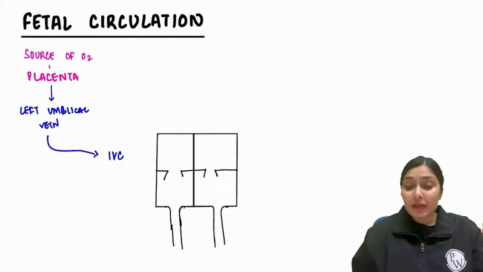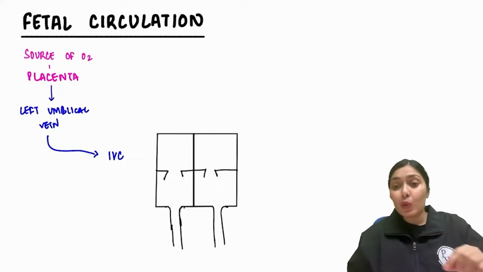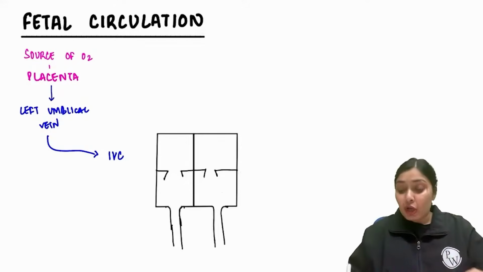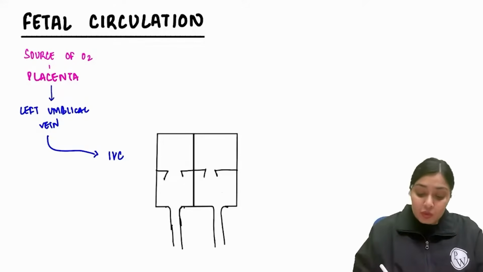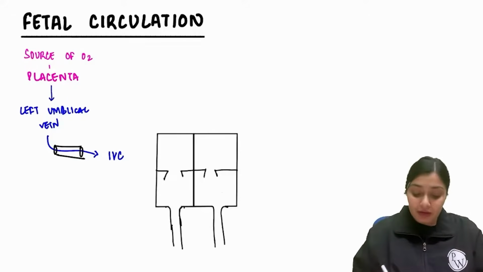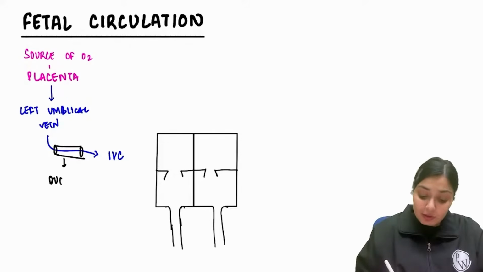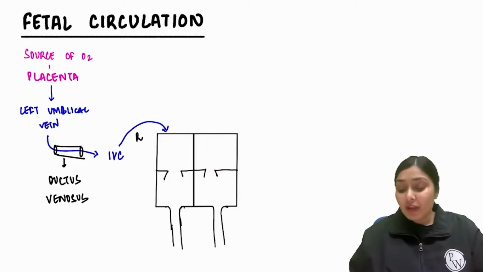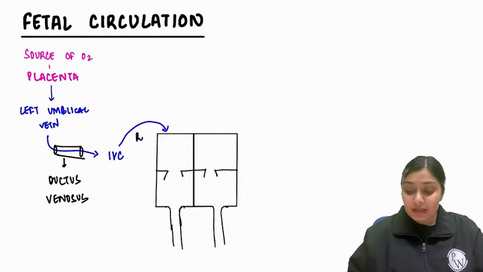So blood from this left umbilical vein goes to another vein, the inferior vena cava, through a duct. The duct joining the two veins, the left umbilical vein and the inferior vena cava, is known as the ductus venosus. And we all know this inferior vena cava drains into the right side of the heart. So the right side of the heart is getting the oxygenated blood.